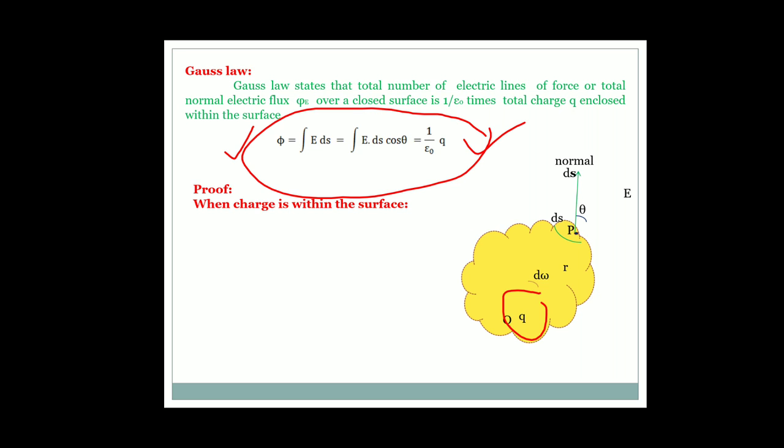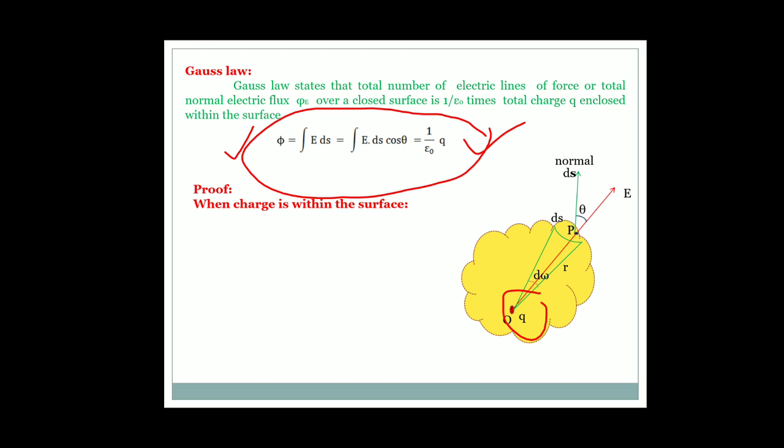There are two cases: one is when the charge is within the closed surface, and the second is when the charge is outside the closed surface. In the first case, where the charge is within the closed surface, for example, here in yellow there is an object, a closed surface, and at O there is a point charge q. From the point charge q, the lines of force will move in all directions. One of the lines of force is moving along OP, and the intensity of the electric field is also along that direction.